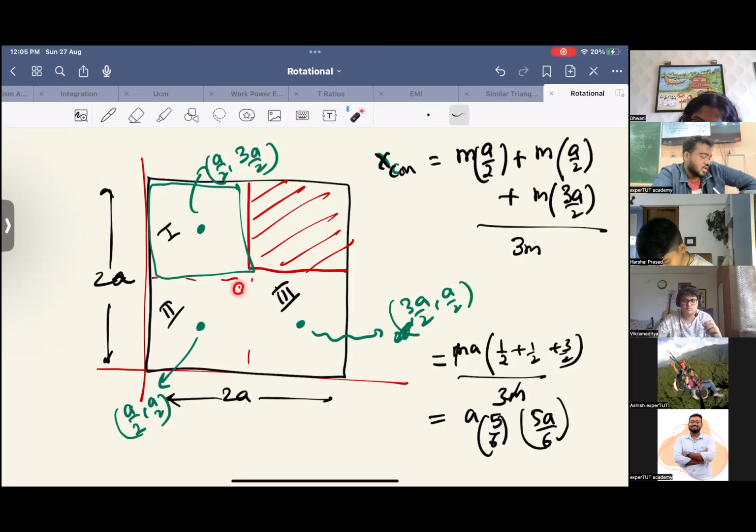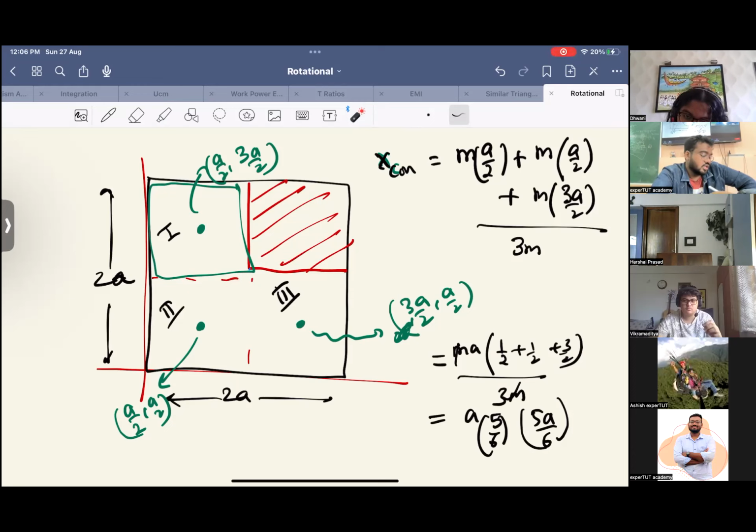This point is actually here; the center of mass is here. Look, I'm marking it on the diagram. When you find y, you will find it is still 5a/6. The center of mass is here, very close to the edge on the ground.